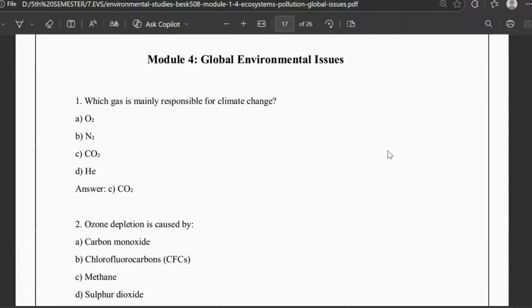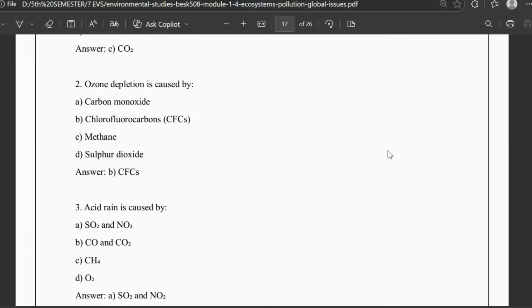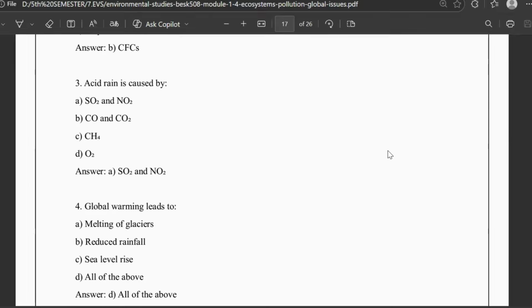This is 5th semester's Environmental Studies Module 4, that is Global Environmental Issues, where we'll be discussing the climate change, acid rain, ozone depletion, resettlement and rehabilitation of people, and environmental toxicology. So which is the gas that is responsible for climate change? That is CO2. Ozone depletion is caused by CFCs. Acid rain is caused by SO2 and NO2.